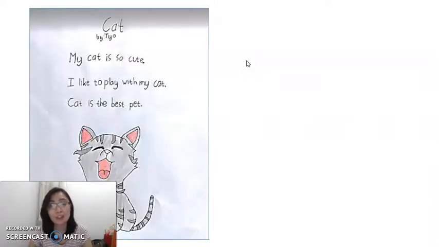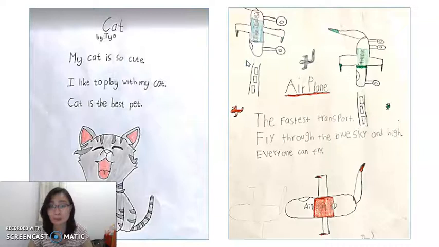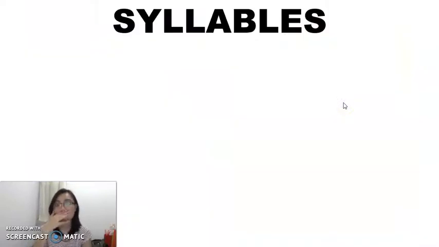Now, I also asked you to make your own haiku. And here are some examples of your output. So, Cat is the title for the haiku of Tio, and Airplane for the haiku of Fata. Later, we're going to check whether the poems they made are really haiku or not, because we're going to have first a specific lesson for syllables.